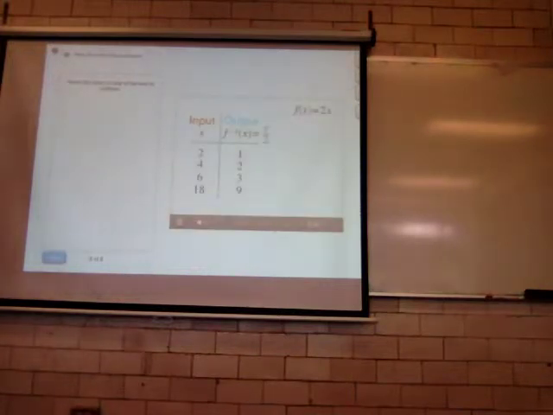Exactly, it's x over 2. So the inverse function of 2x is x over 2.